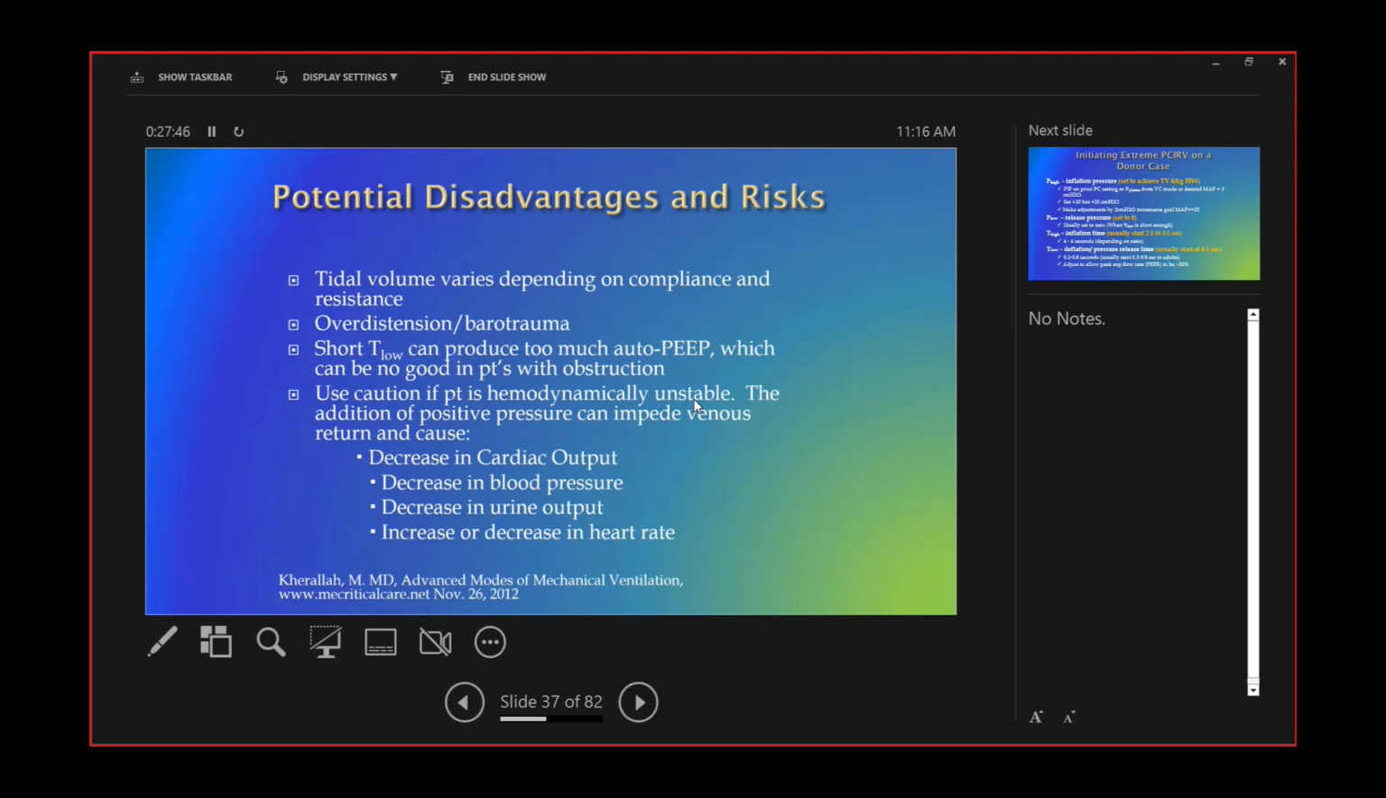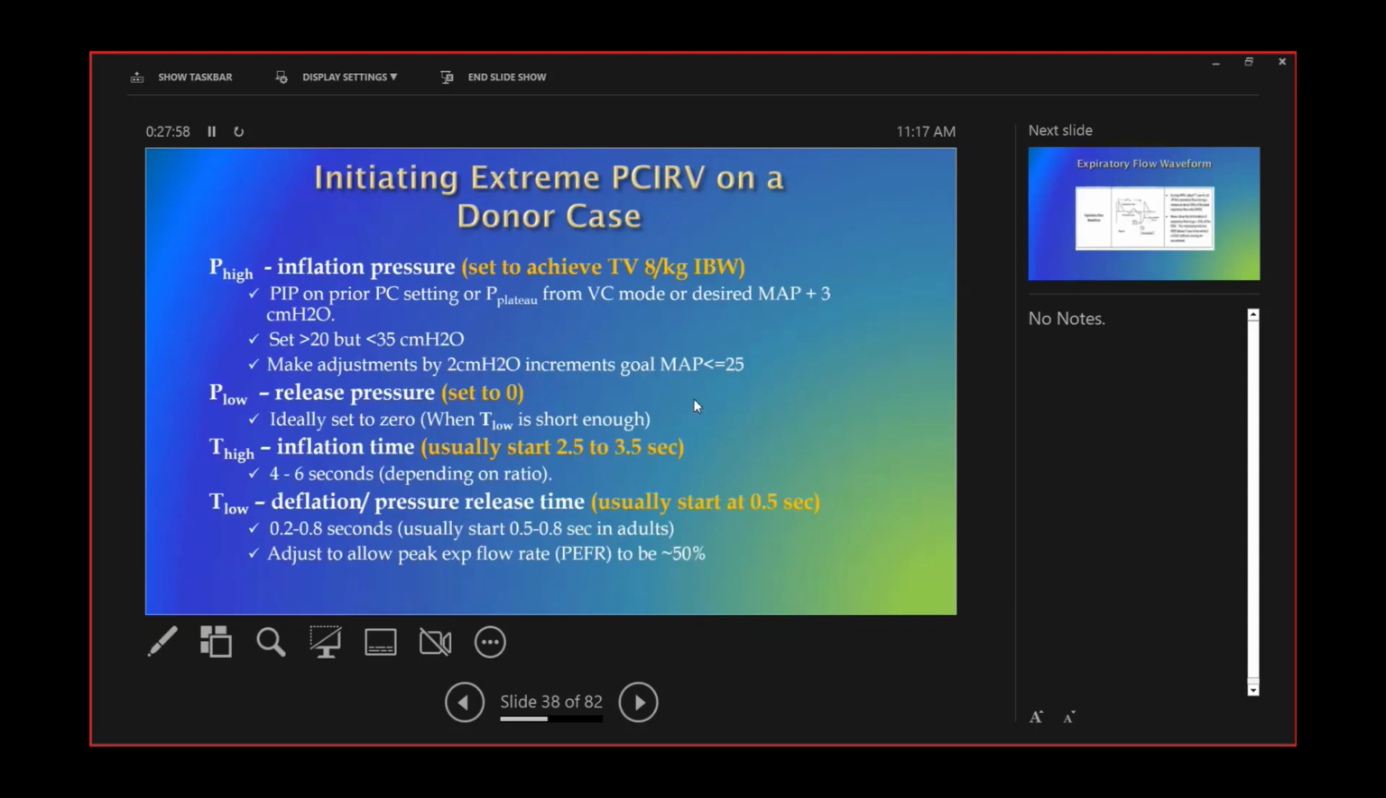So you want to use it with caution in patients that are hemodynamically unstable because you can impede the venous return, which can decrease your cardiac output, which can decrease your blood pressure, urine output, and all of your delivery to your vital organs.